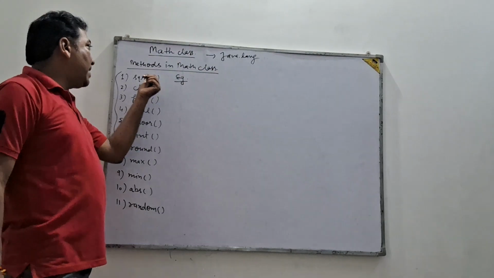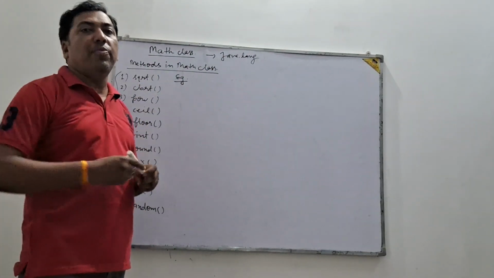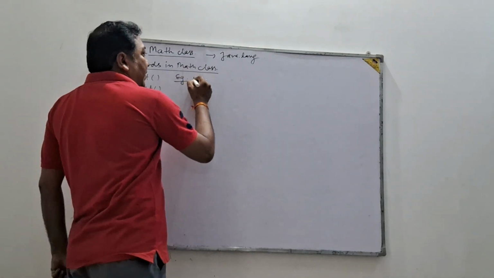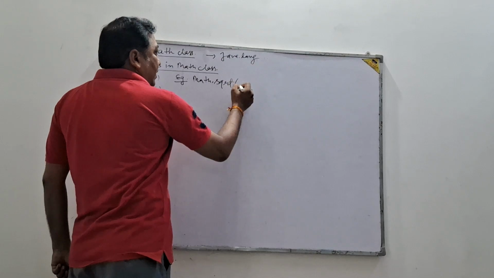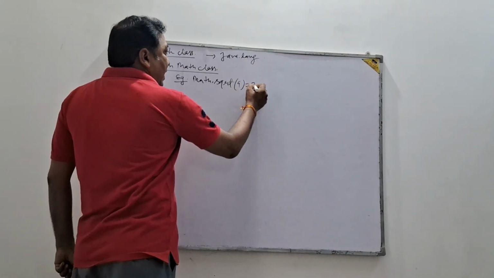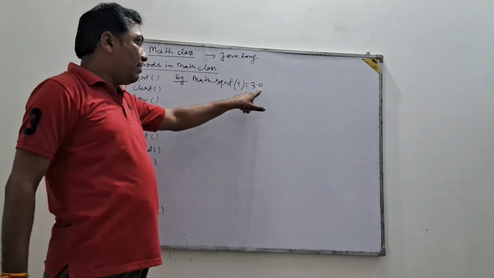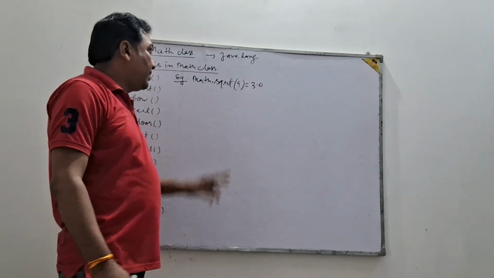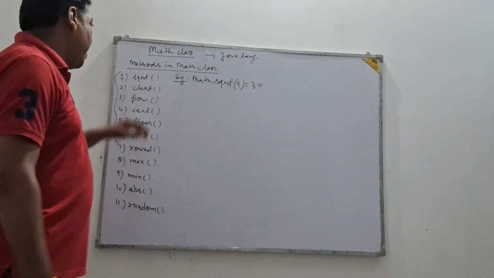The first function in the Math class is sqrt. sqrt is used to find the square root of any number. For example, if we write Math.sqrt(9), the answer will be 3.0. The return type of the sqrt function is double, so the answer will be in decimal point. Okay, so Math.sqrt(9), answer is 3.0.